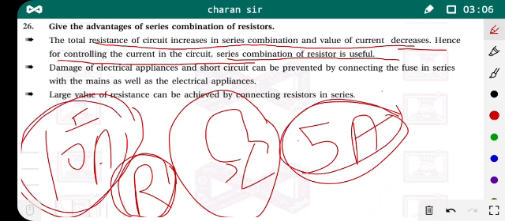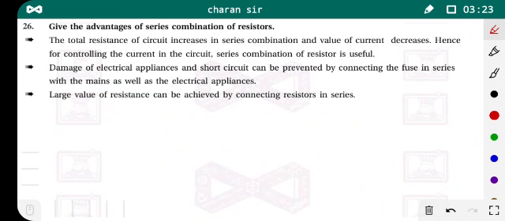Okay. So in series combination the resistance is increased, so we can easily reduce the value of electric current, and that is used for controlling the current in the circuit. So this is the first advantage. Now the second one: damage to electric appliances and short circuit can be prevented by connecting a fuse in series with the mains as well as the electric appliances.